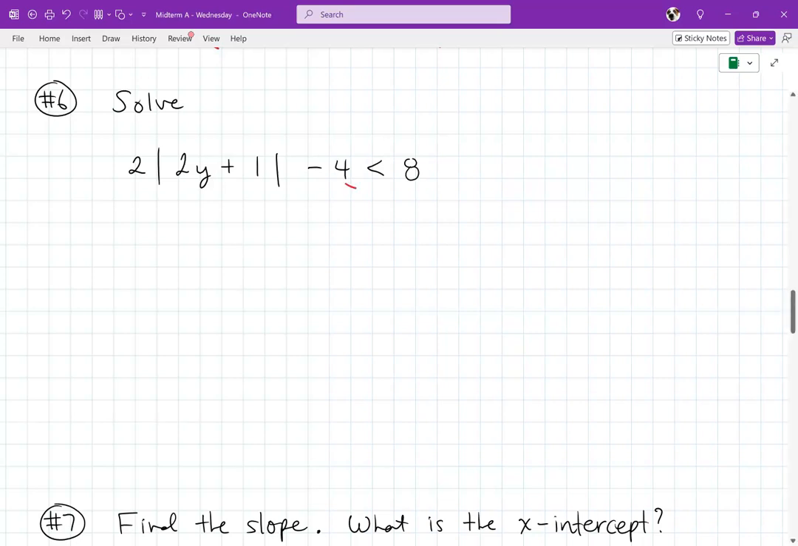Let's move this -4 over. So I get 2 absolute value of 2y plus 1 is less than 12. Okay, and then I'm going to divide everything by 2. So if I divide this by 2, I divide this by 2, I get the absolute value of 2y plus 1 is less than 6.